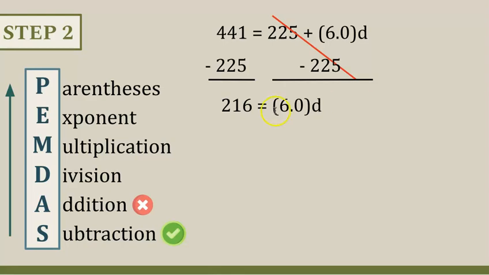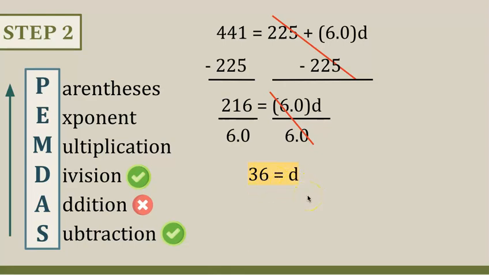But what about division? Can I divide this side by something to get d by itself? And I can. I can divide both sides by 6.0 because that crosses out here. And that's going to, on the right side of my equation, leave me with just d by itself, which is what I'm looking for. So on the left side, I just had to do 216 divided by 6.0 in my calculator, and that gave me 36. So that would be my answer.